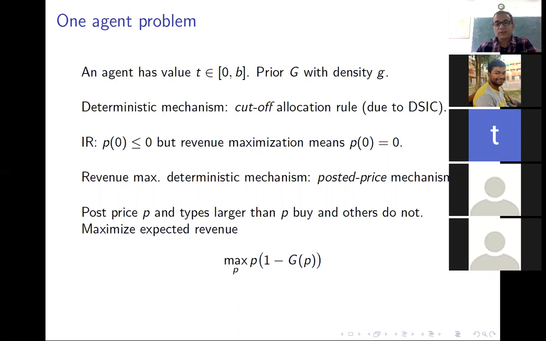So you can clearly do better by pushing this price further, but you should not push it all the way to, let's say, the upper limit of this interval, which is B. In that case, you will never sell the object. So the trade-off is between selling at a very low price and not selling at all. And so the optimal posted price will be somewhere in the middle, depending on how this objective function is.